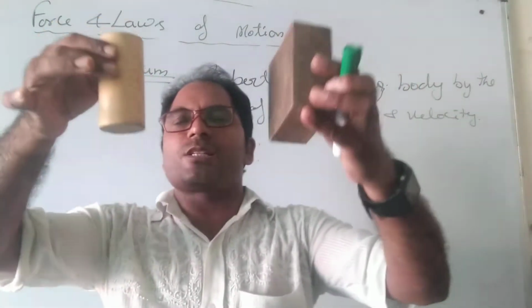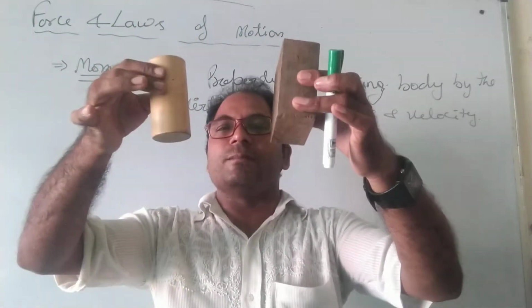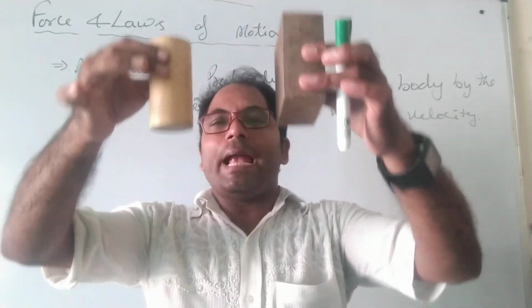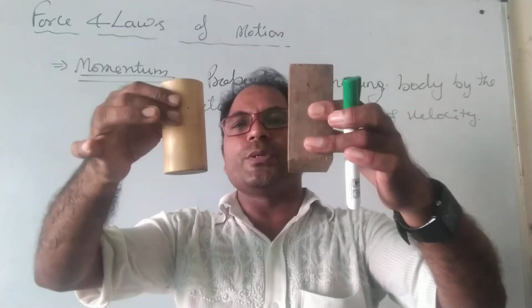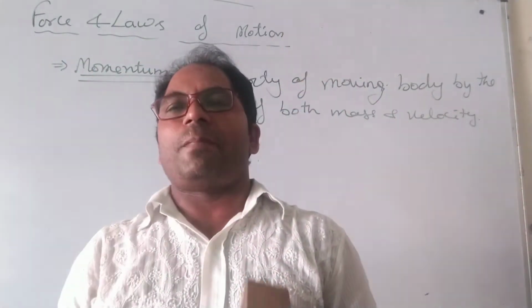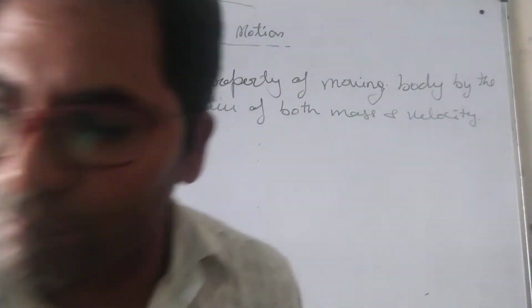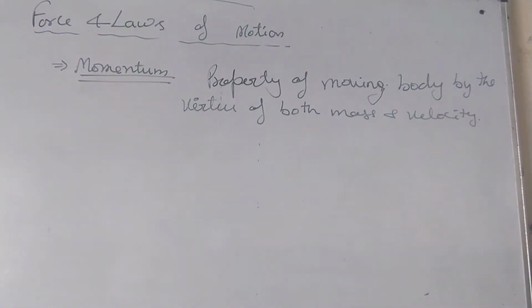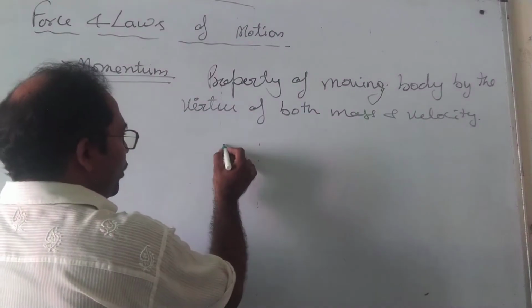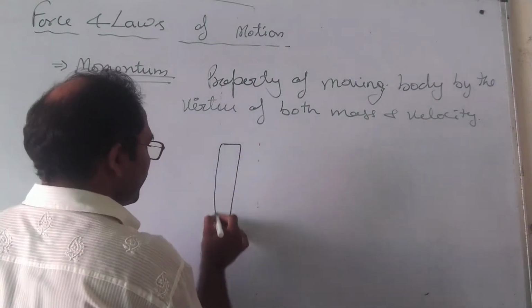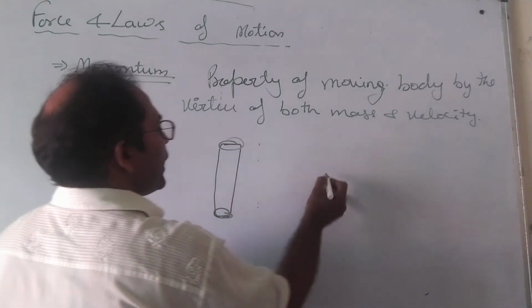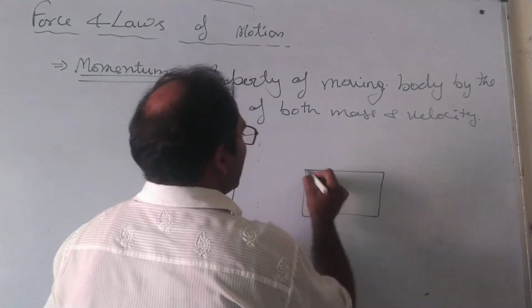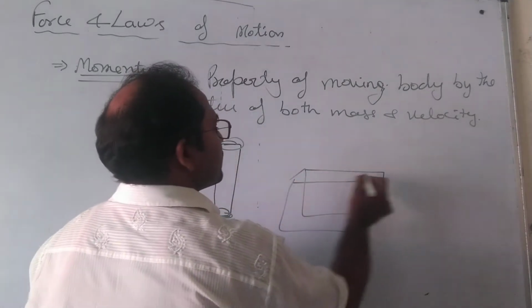Suppose I drop both the objects from some height, and both these objects will move down with the same velocity. The speed will be the same. Suppose this is the way I am going to explain. You can see here, this is the cylindrical object, and another one is the cuboidal object. Two objects I am having.